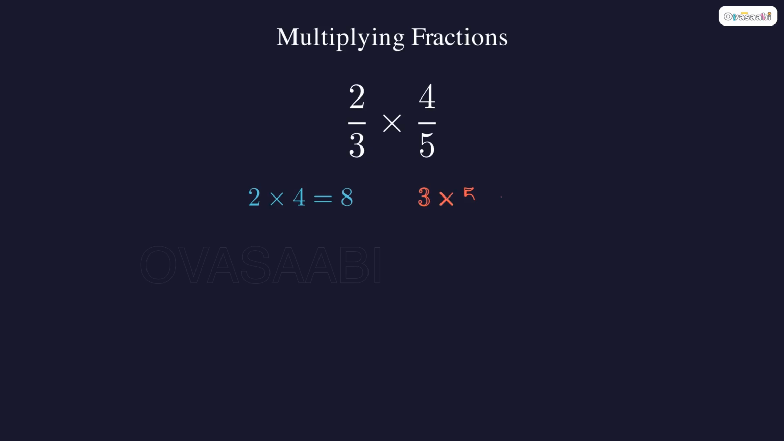Worked example 2. Multiplying fractions is easy. Multiply tops together, multiply bottoms together. 2 times 4 is 8, 3 times 5 is 15.